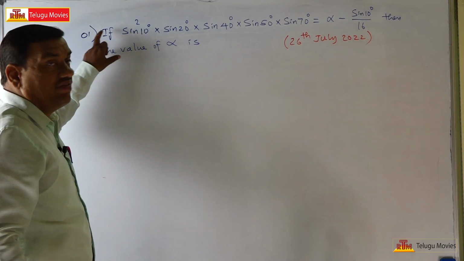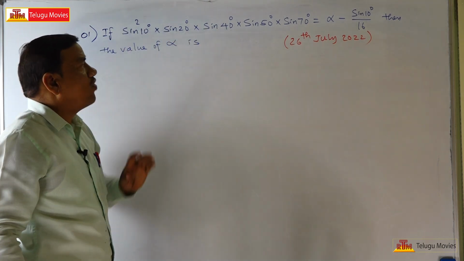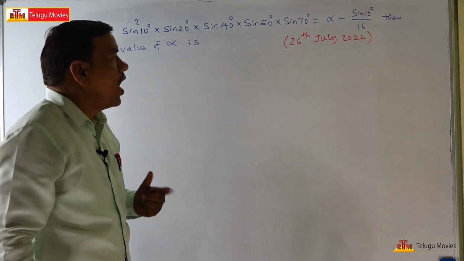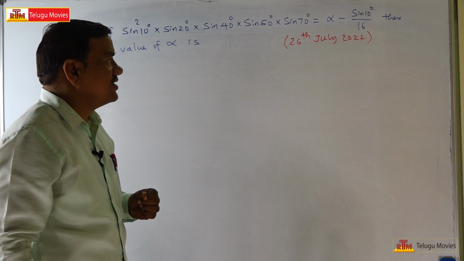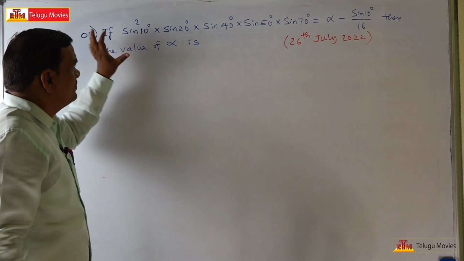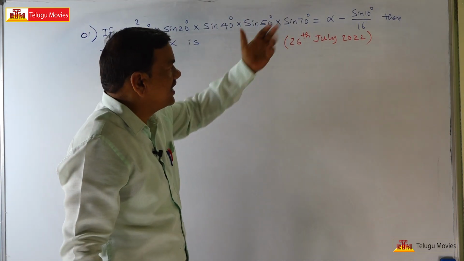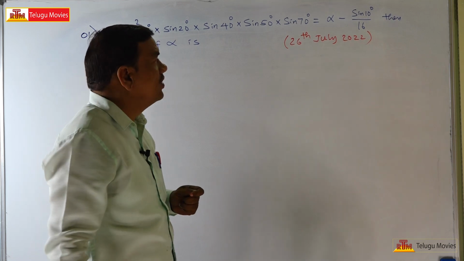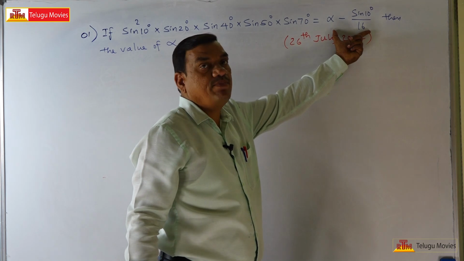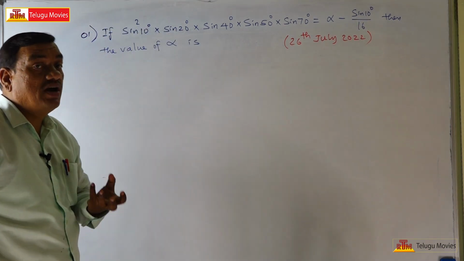Here it is given: if sin²10° · sin20° · sin40° · sin50° · sin70° = α − sin10°/16, then find the value of α. If you observe, the left hand side is completely a sine function and the right hand side is also a sine function. So we have to simplify this function so that we get this type of expression in place of α, whatever it is, that is your final answer.